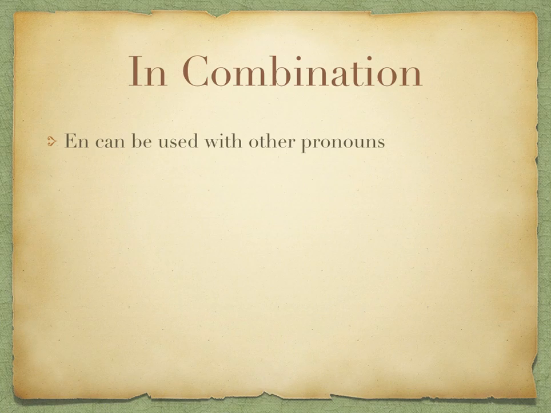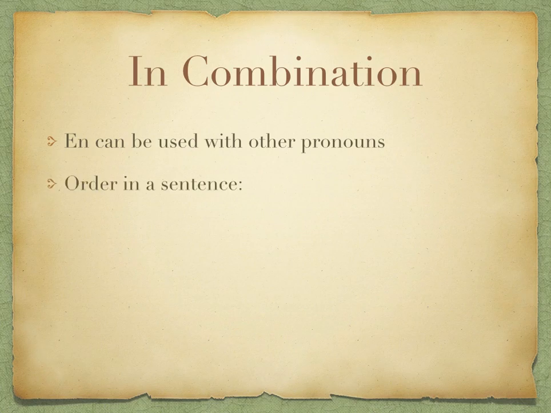Today we're going to look at how to use en in combination with other pronouns. Just like the direct and the indirect object pronouns could be used in the same sentence, en can be used with other pronouns, typically indirect object pronouns. There's no grammatical rule against using en with direct object pronouns. It just simply doesn't happen all that much. It's typically indirect.